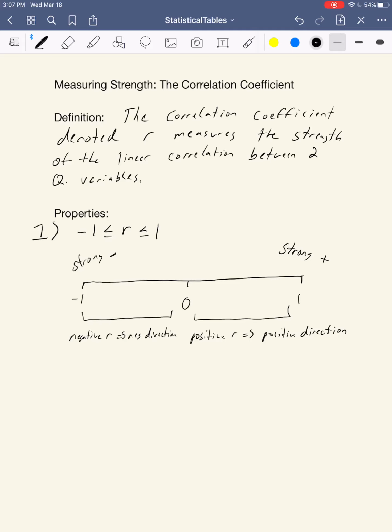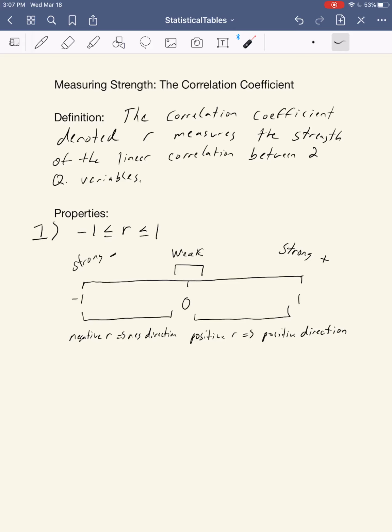If you're near the middle in here, that is where we would say you have weak correlation. Now, of course, you might ask, what happens if we land in the middle areas? Well, we could just say that that's medium. It's not weak, it's not strong, it's just medium.